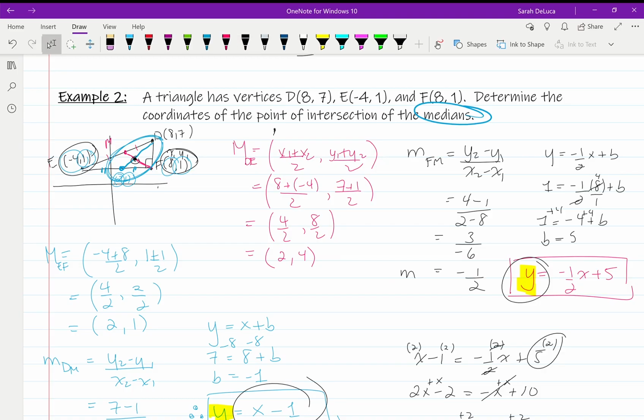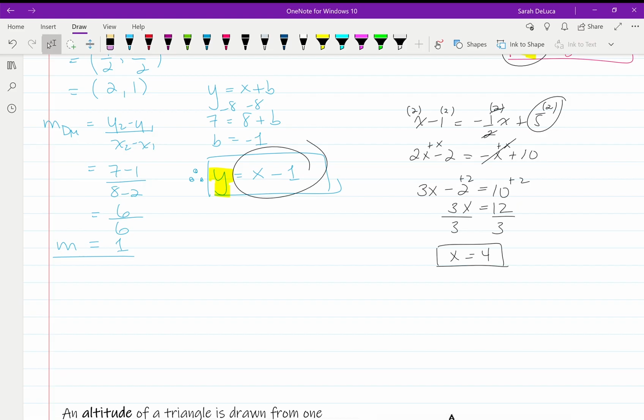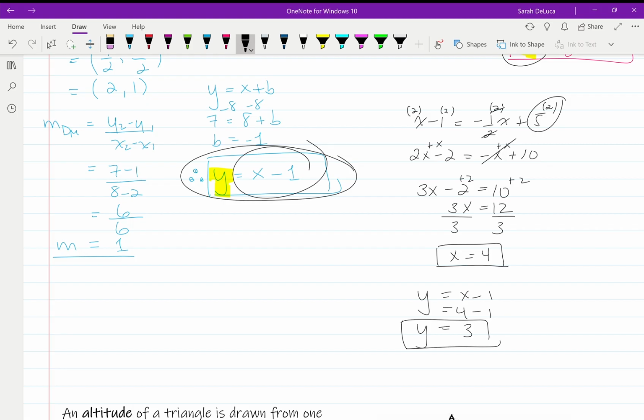Now I need to find the y value of my point of intersection. I just go back to one of my equations. Let's use that one, it's nice and easy. y is equal to x minus 1. My x value is 4, so y is equal to 3. Therefore, the intersection point of the median lines of this triangle is 4, 3.